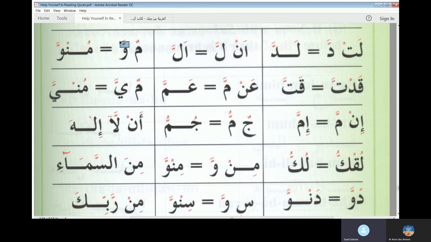Look, because of this shadda, this tanween will change into dhamma. It will become muwa. Muwa. Join meem with vow. Muwa.